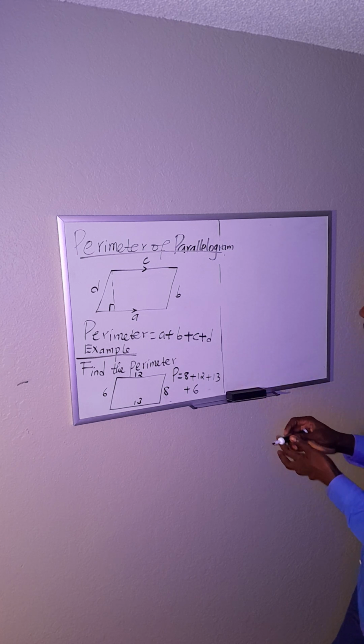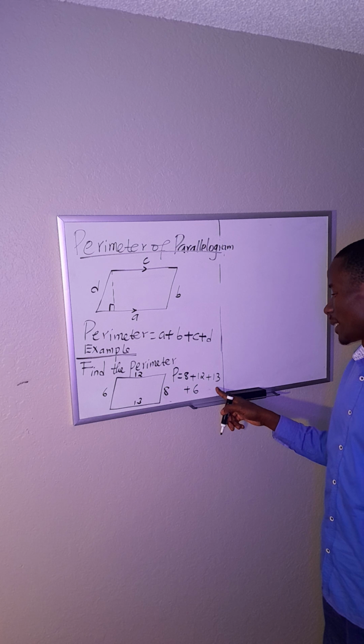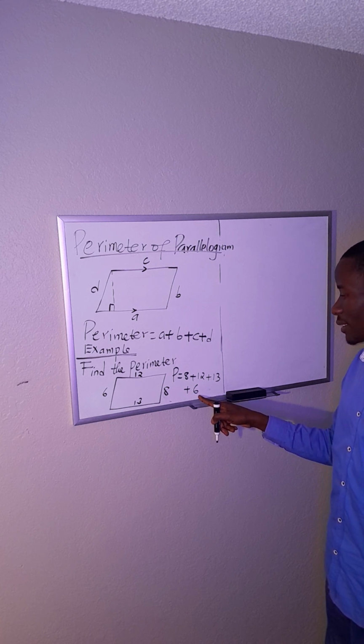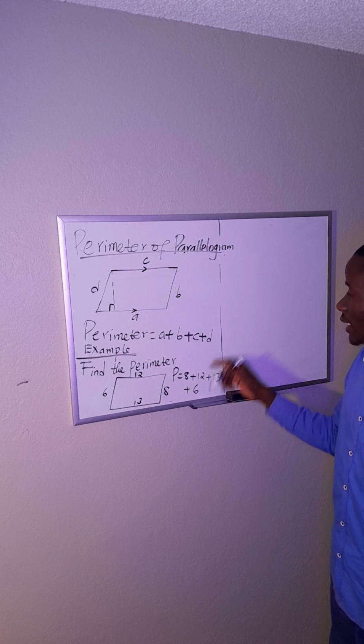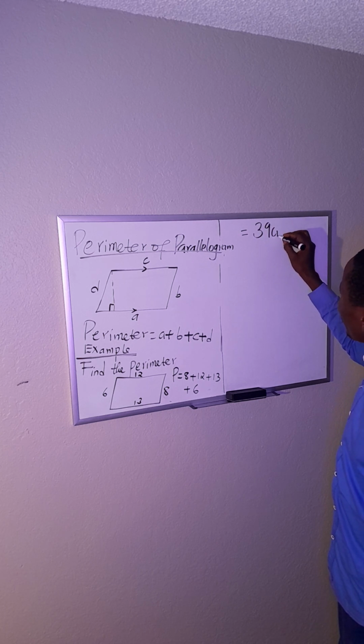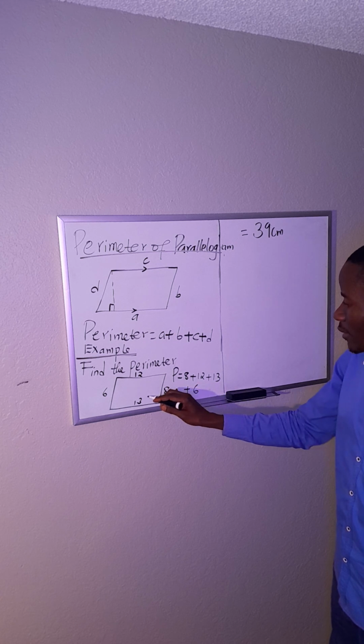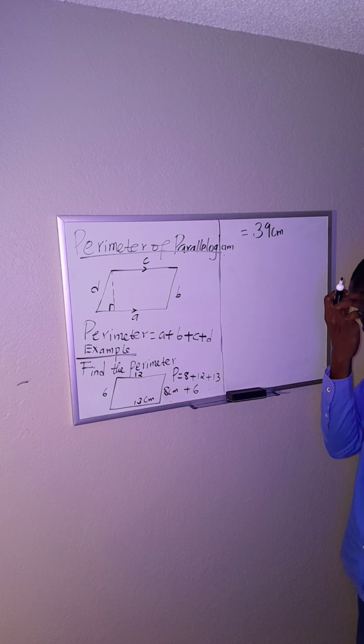So the perimeter of the parallelogram below: 8 plus 12 is 20. 20 plus 13 is 33. 33 plus 6 is 39. So the perimeter of the shape below is 39. I want to presume the SI units are in centimeters. Therefore, 39 centimeters.